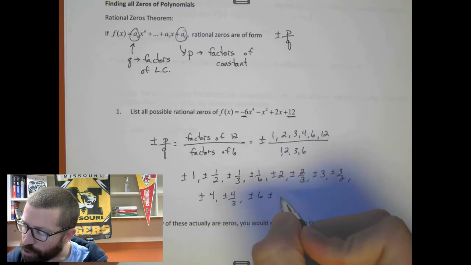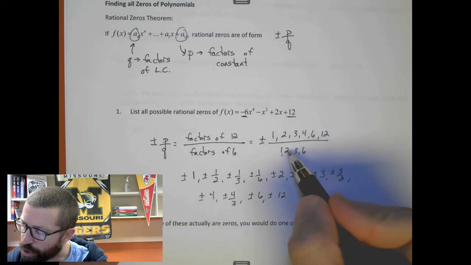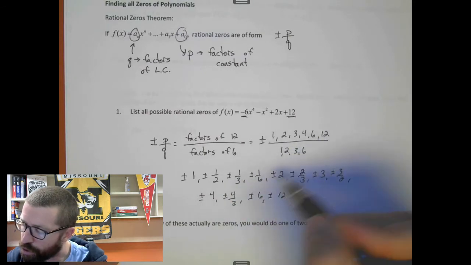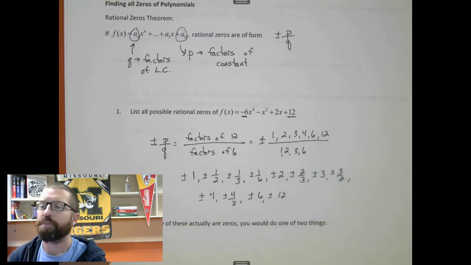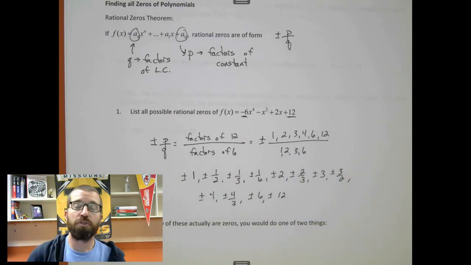And then plus or minus 12. 12 over 2 is 6. 12 over 3 is 4. 12 over 6 is 2, so we already have that. So these are all the possible zeros.